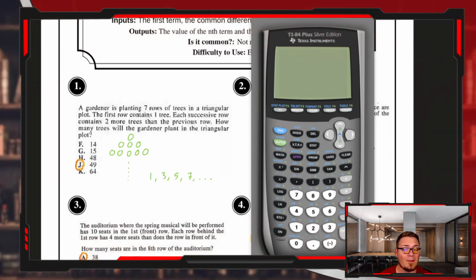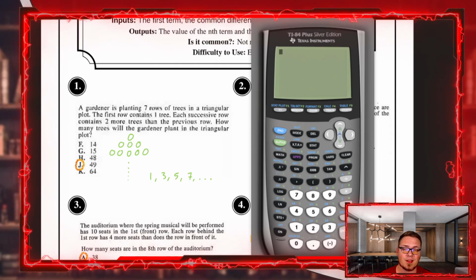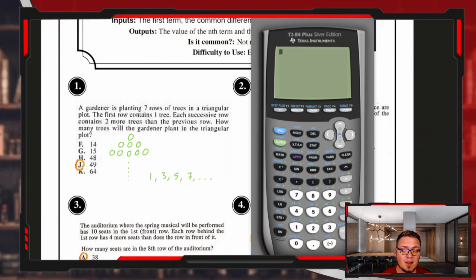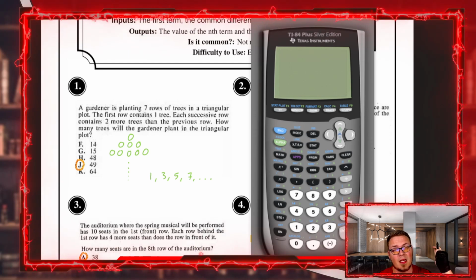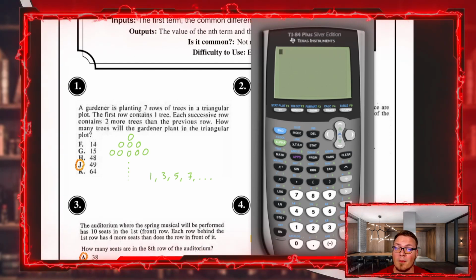Alright guys, welcome back. For this video, we're going to be focusing on the first of the two types of sequences you're going to see on the ACT. There are two main sequences, arithmetic sequences and geometric sequences. We need to be aware of how to deal with both of them, and they'll both have programs.